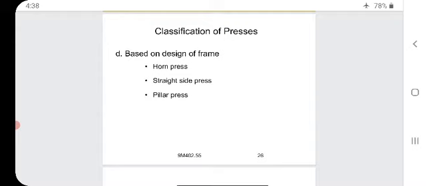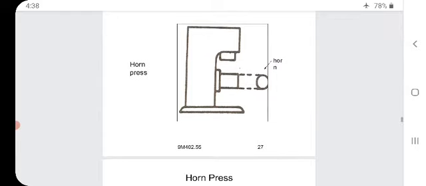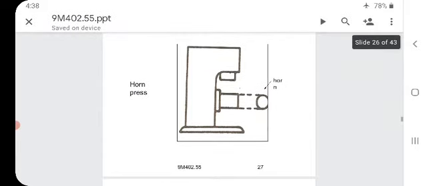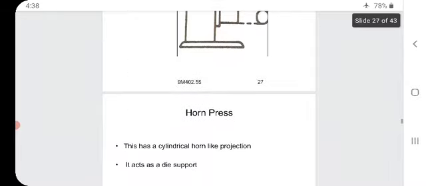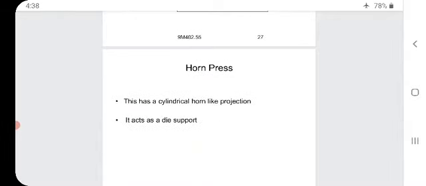Classification of the presses based on the design of the frame: horn press, straight side press and pillar press. Horn press, you can see on the screen, the horn. This is a cylindrical horn-like projection. It acts as a die support.